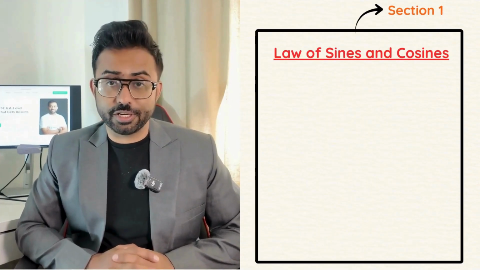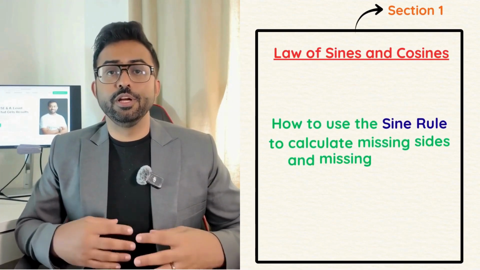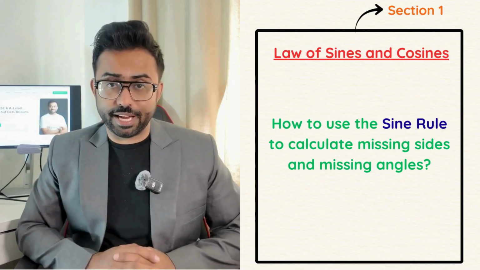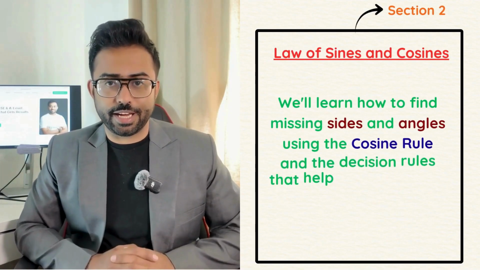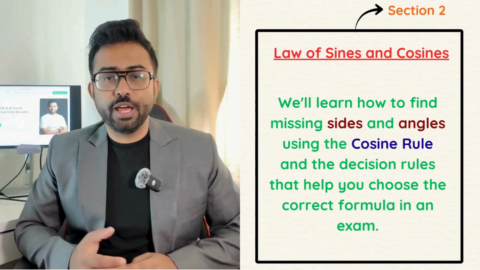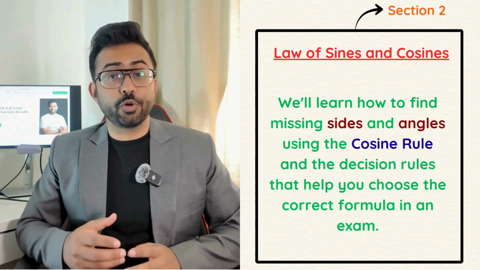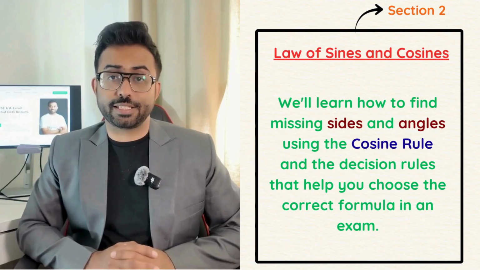Hi, welcome to my exam revision. In this video, we'll be looking at the law of sines and the law of cosines. This lesson is divided into three sections. In the first section, we'll learn how to use the sine rule to calculate missing sides and missing angles. In the second section, we'll look at how to find missing sides and angles using the cosine rule, and we'll cover the decision rules so you know exactly which formula to pick in an exam.